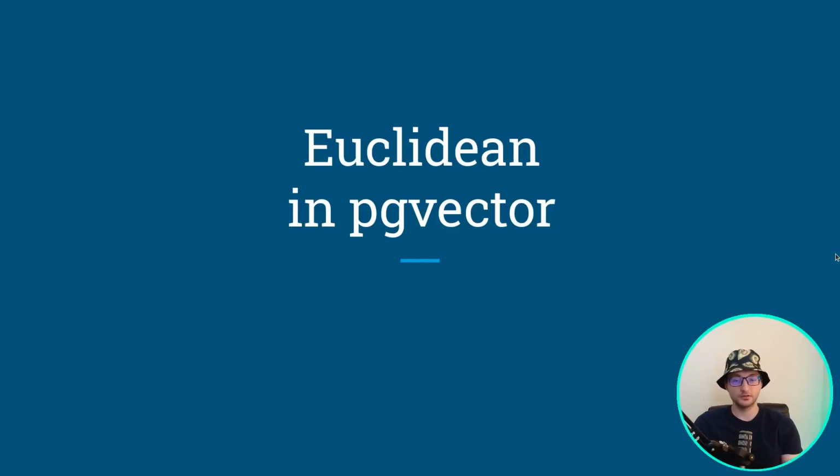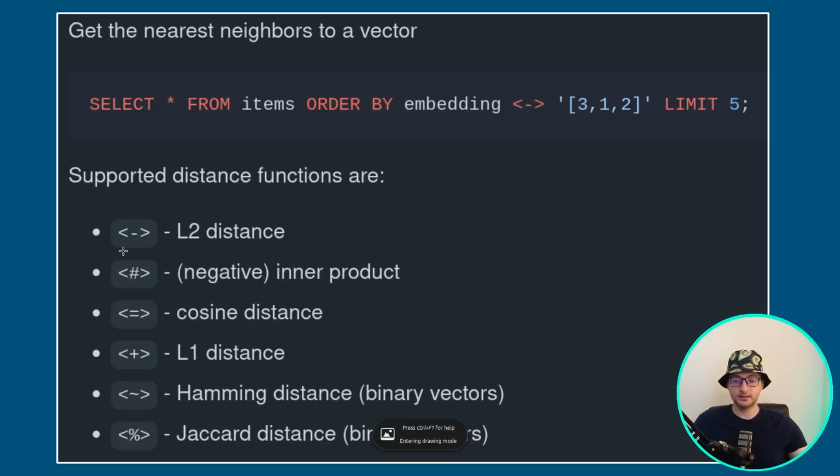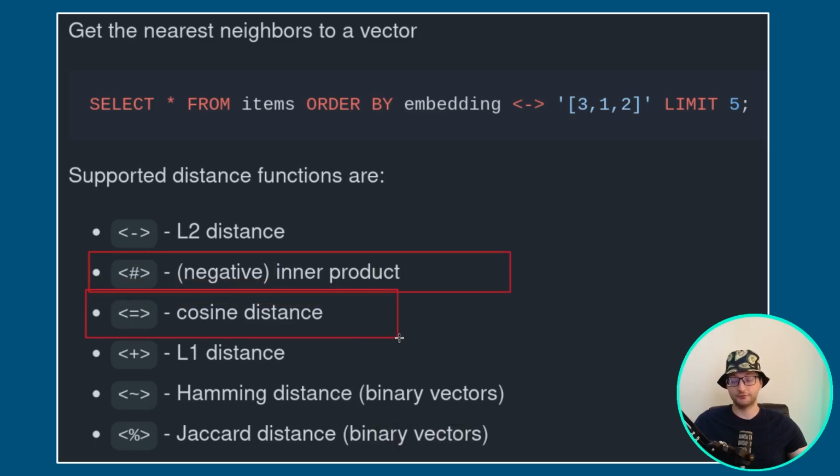My name is Attila, and in this video we're going to talk about the Euclidean distance function in pgvector. In the previous two videos we discussed the negative inner product function and the cosine distance function. So in this video we are going to look at the Euclidean distance, or how you can find it in the pgvector readme, the L2 distance function.